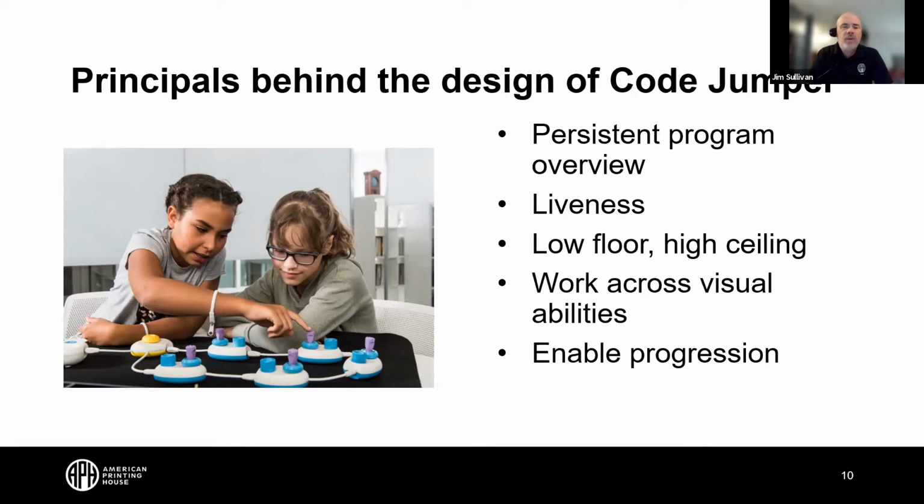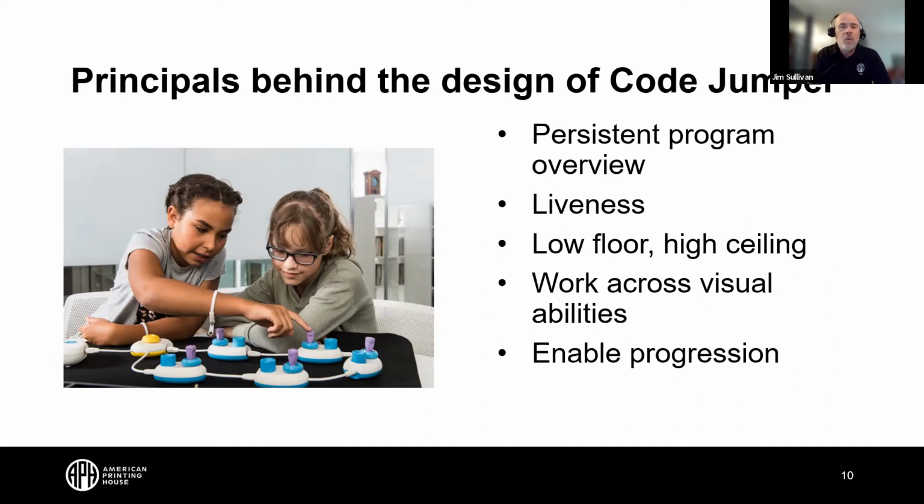That CodeJumper needed to have a low floor and a high ceiling. In other words, the concepts they were working on related to computational thinking needed to start out at the very basic, but go far beyond into things like we're going to talk about today, which is the concept of random.